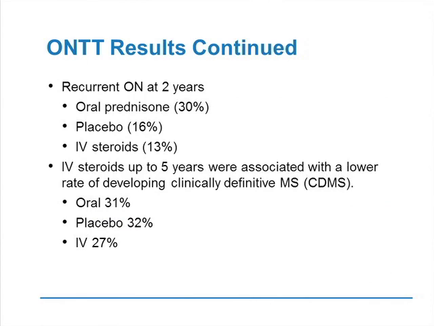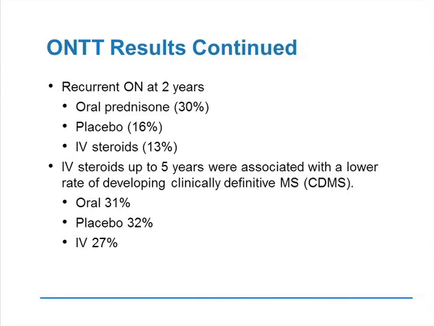Now, another important result of the Optic Neuritis Treatment Trial was which patients went on to develop recurrent demyelinating events at the 2 years or 5 years of follow-up. So patients with recurrent optic neuritis at 2 years were more likely to have been in the oral prednisone group. And in fact, 30% of the patients who received oral prednisone had recurrent optic neuritis by the 2-year time point. That's compared to 16% in the placebo arm and 13% in the IV steroid arm. So patients who received IV steroids were less likely to have had recurrent optic neuritis by 2 years.